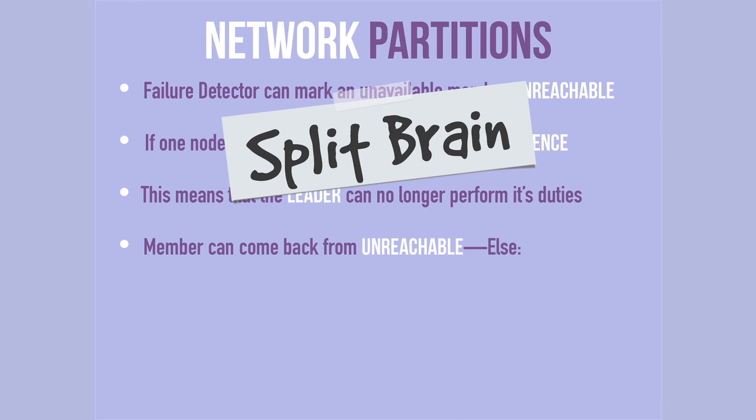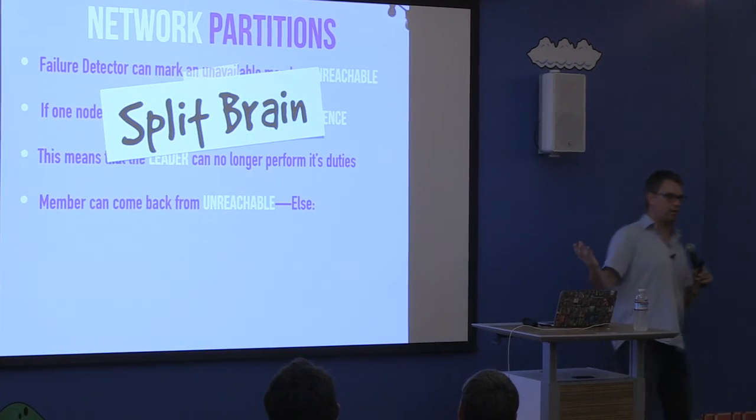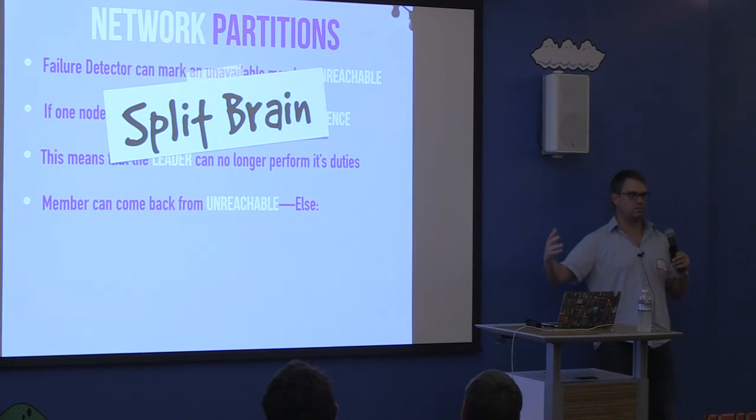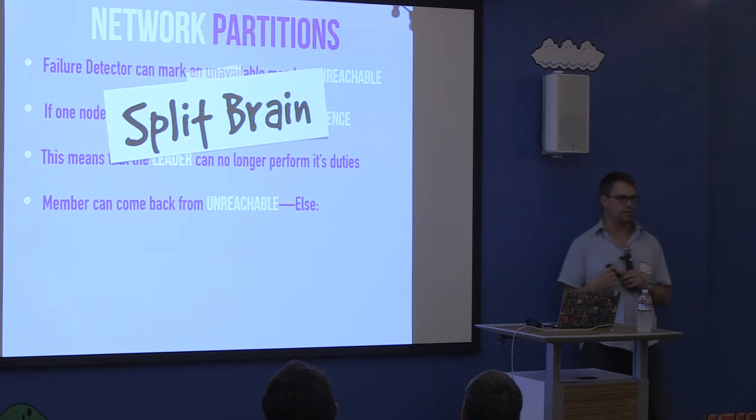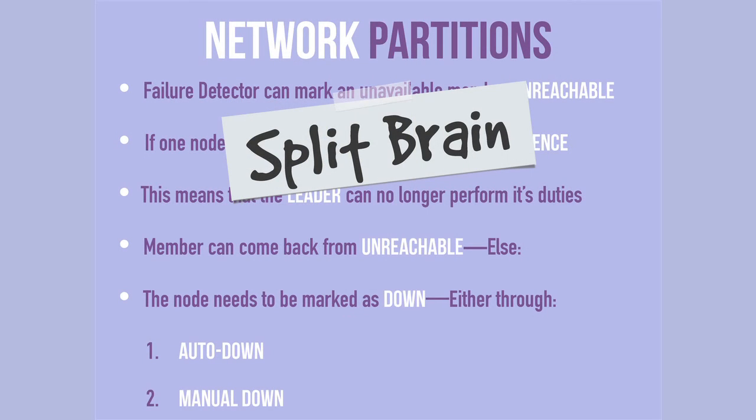Okay. You have a few options. Ideally, the member will come back from unreachable, and then we actually remove him, and things are fine. Then the cluster sort of heals itself. But you need to have a timeout on that, of course. That's basically the quarantine in the SWIM failure detector that I talked about. So if it doesn't come back, then we need to mark the node as down.